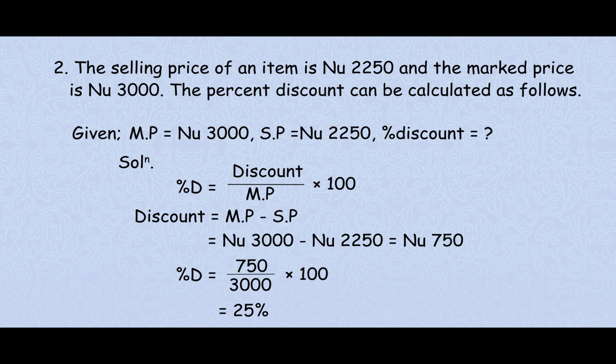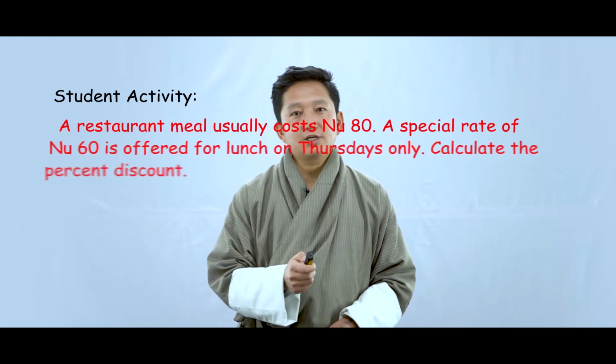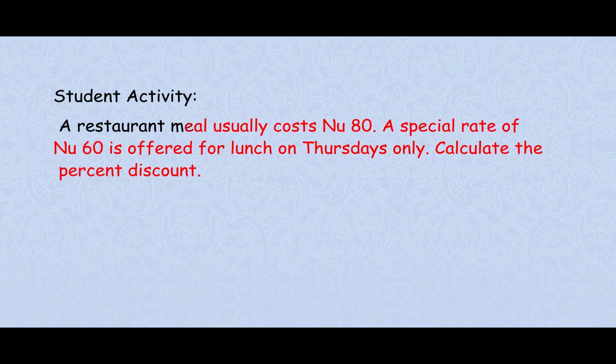Now, if you have understood how to solve these two types of questions, then I have one activity for you. I will read the question, listen carefully and solve it. A restaurant meal usually costs Nu 80. A special rate of Nu 60 is offered for lunch on Thursdays only. Calculate the percent discount. So, what you have to calculate here? You have to calculate the percent discount.